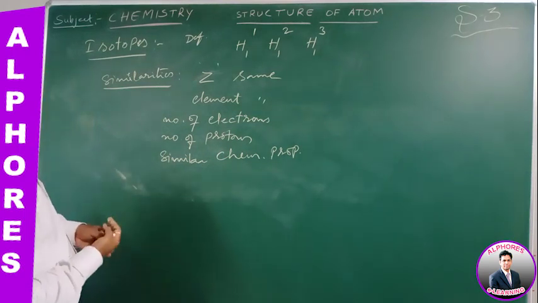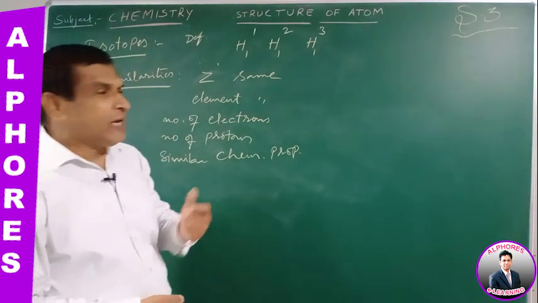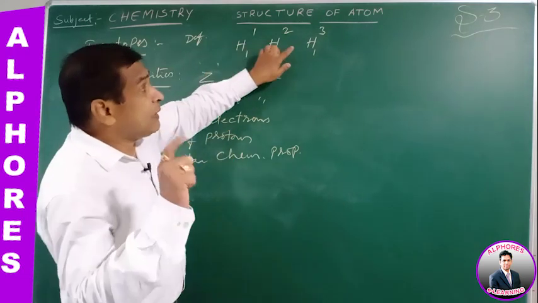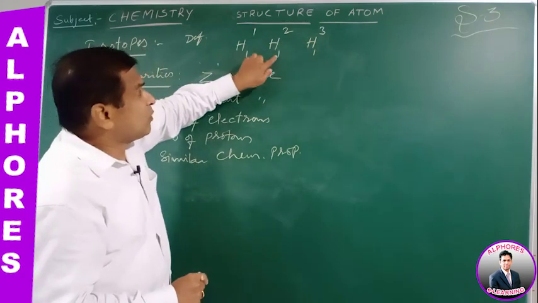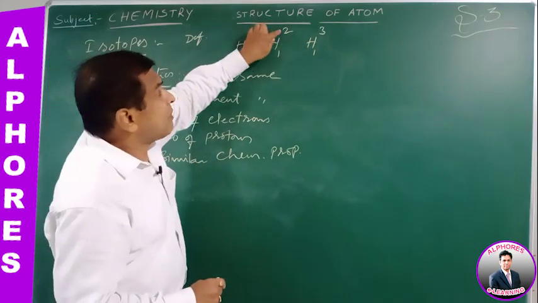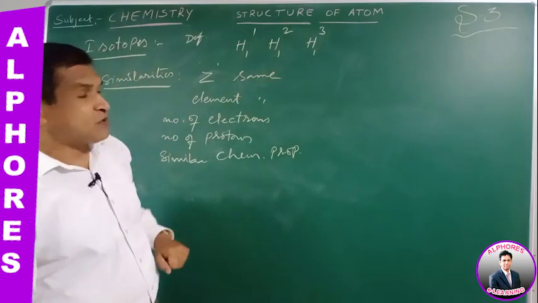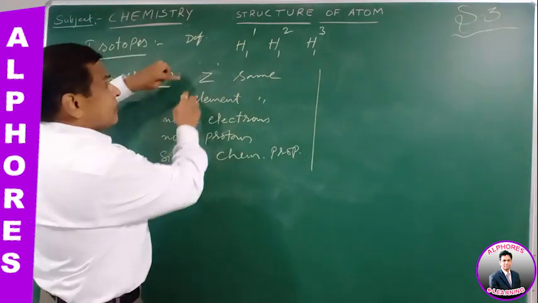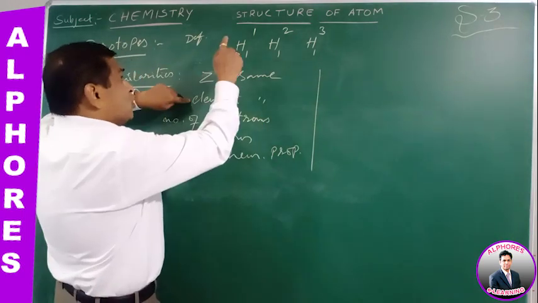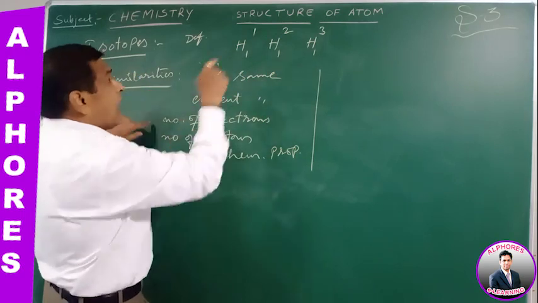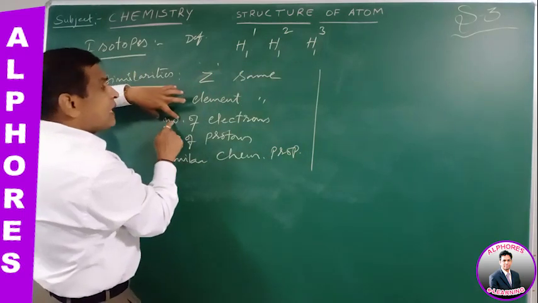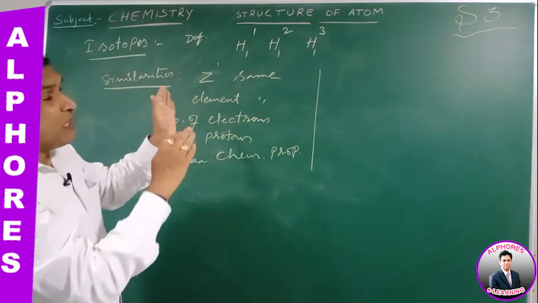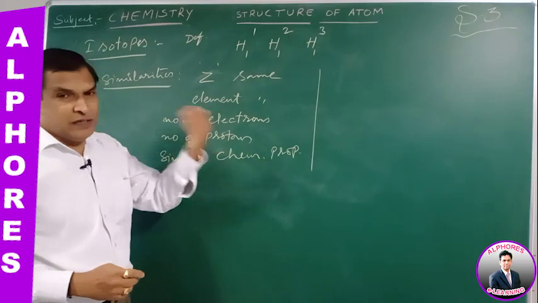Okay, that is the concept of isotopes. Once again, the definition: atoms of the same element having the same atomic number but different mass numbers are called isotopes. Isotopes possess the same atomic number, belong to the same element, possess the same number of electrons and protons, and resemble each other in their chemical properties.